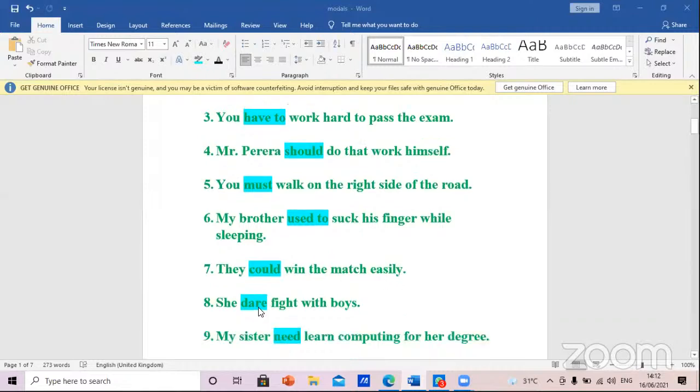Right? Next one. She dare fight with boys. Right? She is not scared. She is not afraid of. She dare fight with boys.